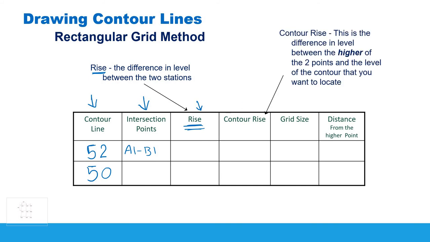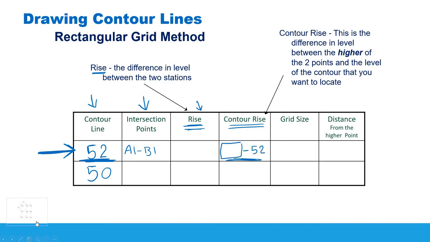The next column, guys, is the contour rise. The contour rise is the difference in level between the higher node, or the higher intersection point, and the contour that you want to locate. Let me explain this. For example, we want to locate the contour line 52 meters. The contour rise would be the difference between the higher node and 52. As we aim to draw 52 meters, it would be the higher node minus 52.